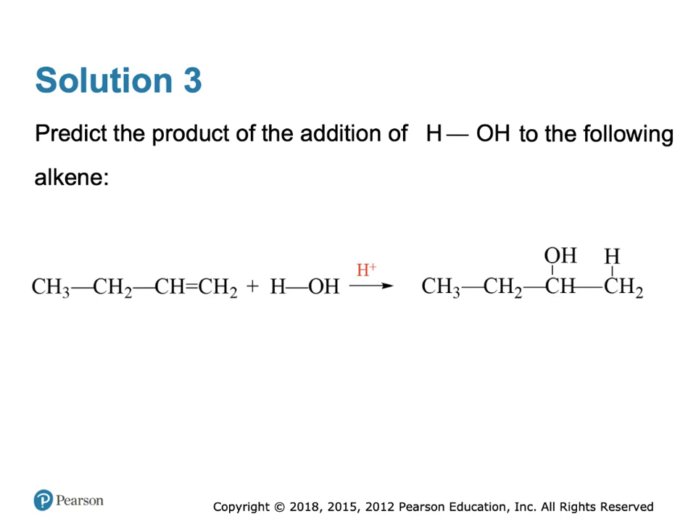So in this video, we looked at alkenes and alkynes. We learned how to characterize alkenes and alkynes. We learned how to name alkenes and alkynes. We learned about geometric isomerism in the forms of cis and trans isomers. And then we learned about addition reactions to alkenes in the form of hydrogenation and hydration.